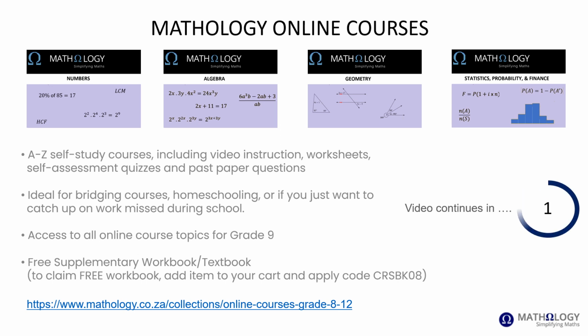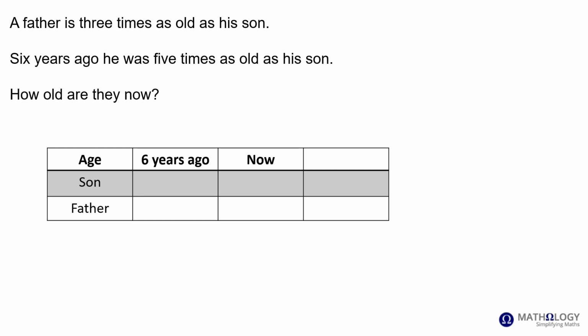A father is 3 times as old as his son. 6 years ago, he was 5 times as old as his son. How old are they now?